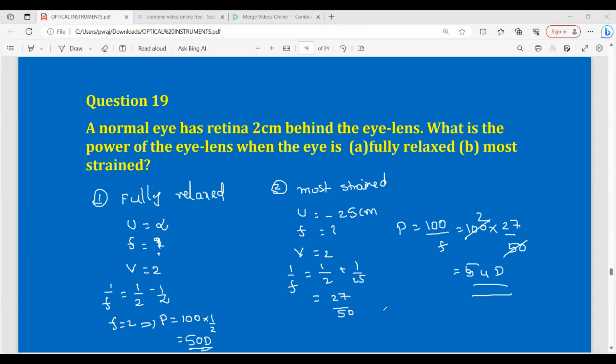So what are the answers here? 50 diopters and 54 diopters in both the cases. In fully relaxed position, that is 50 diopter. Power is 50 diopter for the eye. In most strained position, it will be 54 diopter. That means it is in between 50 and 54.